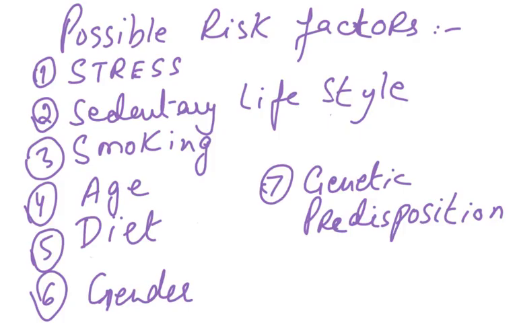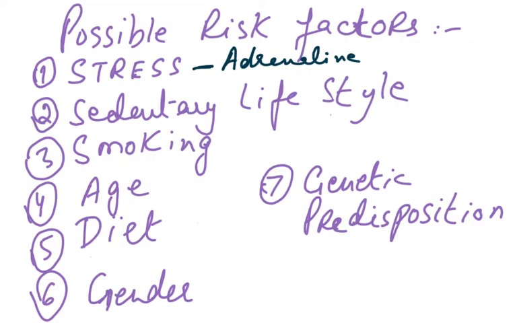Now, what are the possible risk factors? There are about 7 which have been listed in your syllabus. Number 1 is stress. Stress causes the release of a hormone called adrenaline, and adrenaline results in vasoconstriction, and that results in higher blood pressure and more chances of fat being deposited in the wall of the arteries.